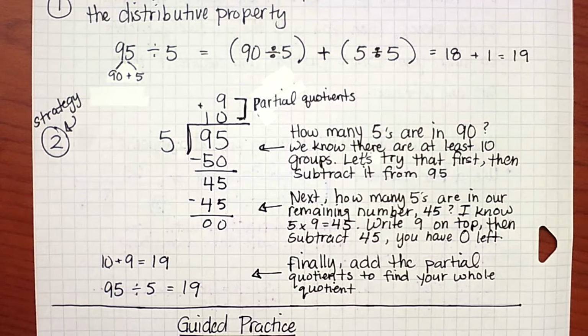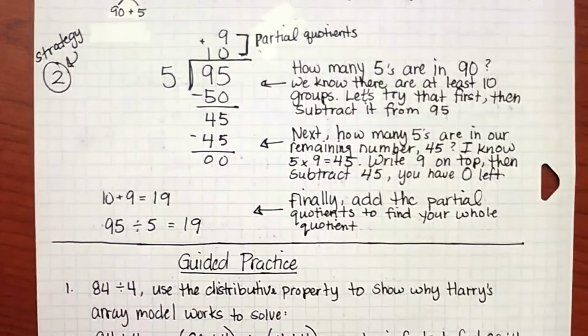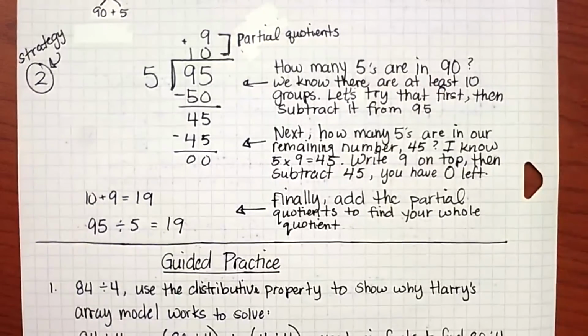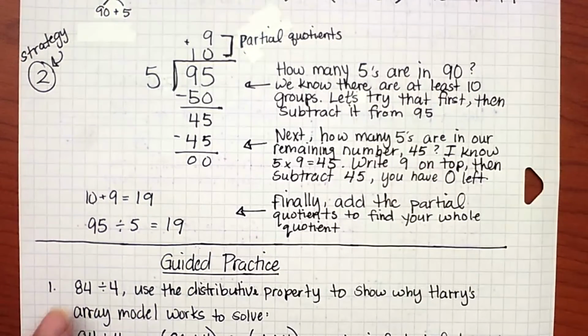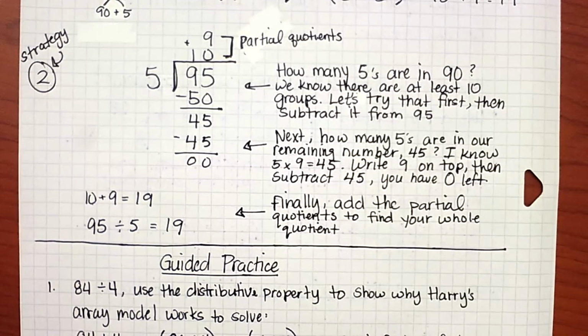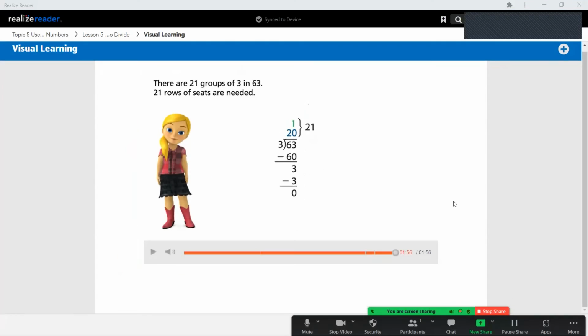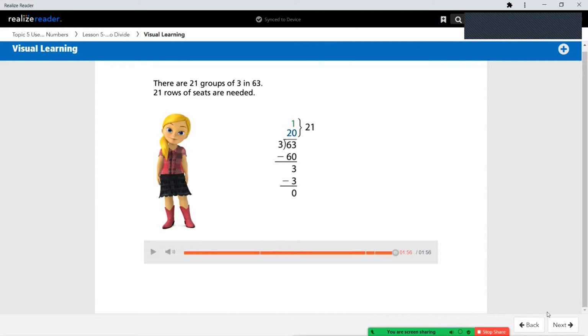Next, let's take a look at our guided practice questions. For number 1, it says 84 divided by 4. Use the distributive property to show why Harry's array model works to solve. So in your book, you have an array, and you need to show 84 divided by 4. So I'll show you what that looks like right now so that you can see it. And we'll go ahead and skip ahead onto our guided practice here.